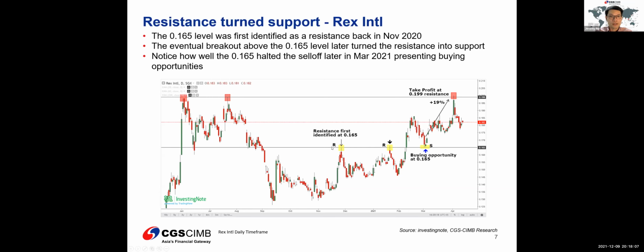So simply by identifying this resistance level at 16.5 cents, we could look out for another buying opportunity over here in March, which then resulted in a rally of 19% over the next 1 month out. So in fact, this particular trade over here, we did identify it within our transporter report back in March.